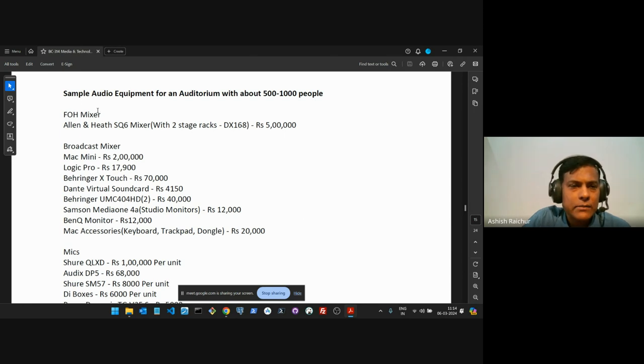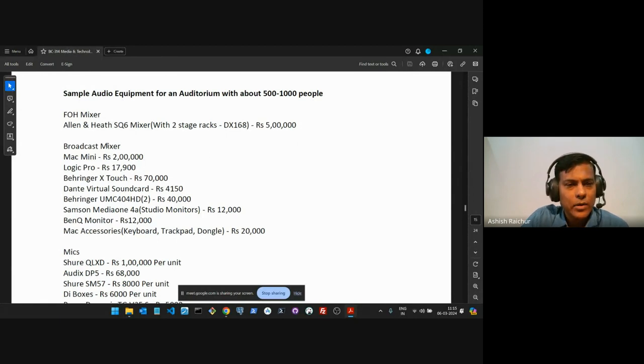Right, so there's a front of house mixer. And these are all suggestions. I'm not saying you have to buy these. I'm just saying this is kind of the things that we use, and so I'm just sharing that information with you. You need a two-stage rack mixer. It's about so many Indian rupees here.